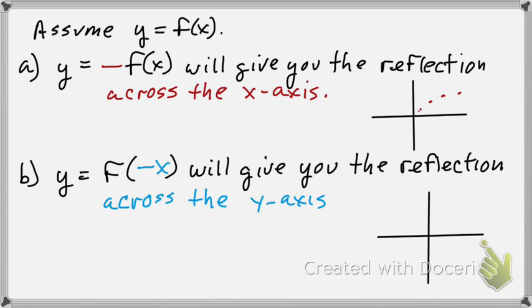I would take each one's y value. I'd keep the x value, but I'd take each one's y value and just make it on the other side of the x-axis. Right? So that's all that's saying. It's saying take your function, put a negative sign out in front of it. And that'll give you the reflection across the x-axis.